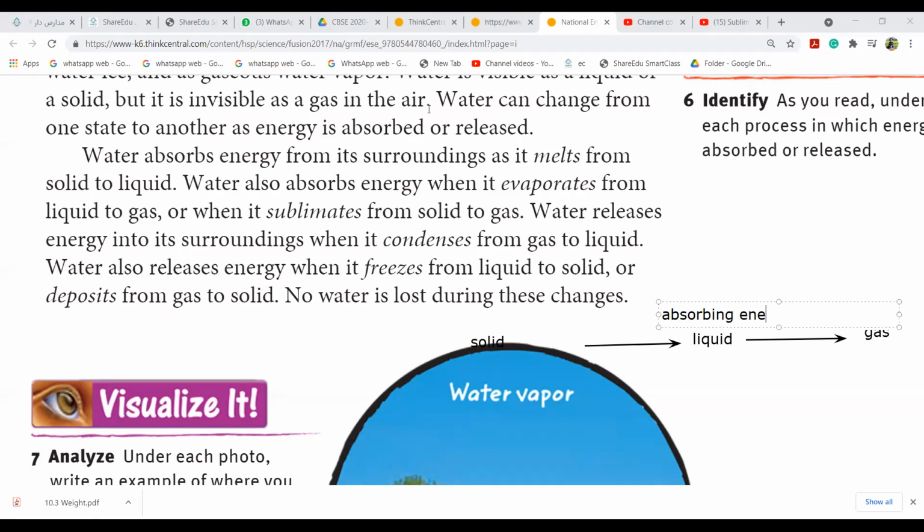Now, when water comes back, gas to liquid is condensation. Liquid to solid is freezing. This time, it releases energy. It releases energy from water. So did you get it? Is this point very clear? Yes. When it is absorbing and when it is releasing, girls?